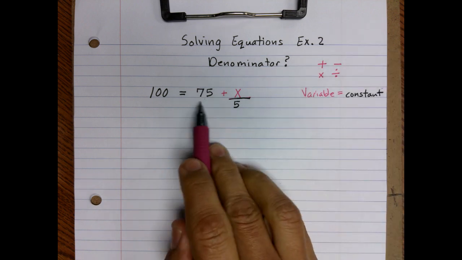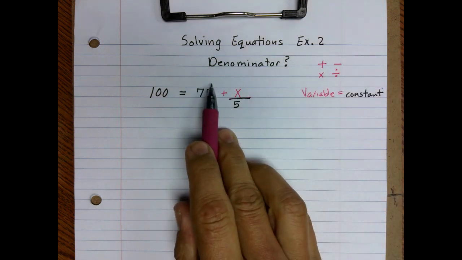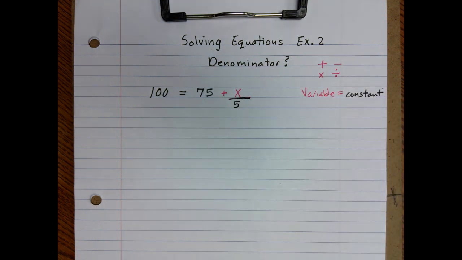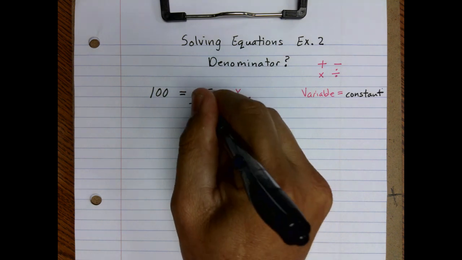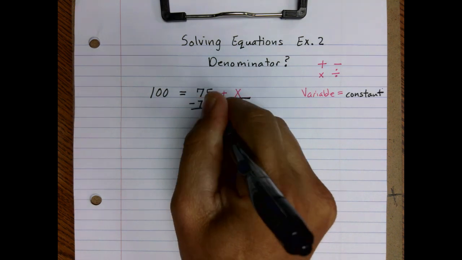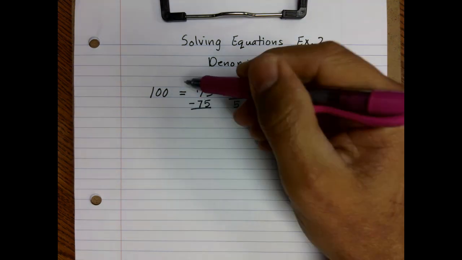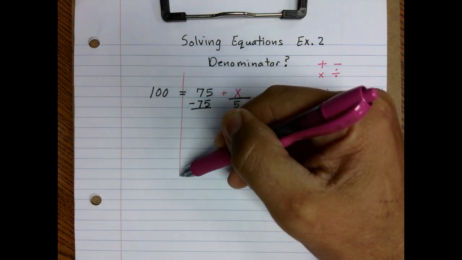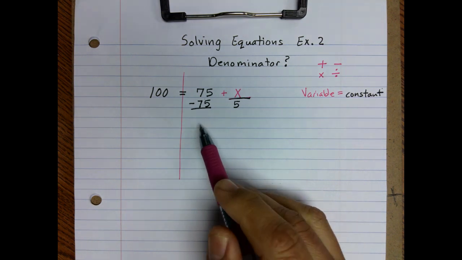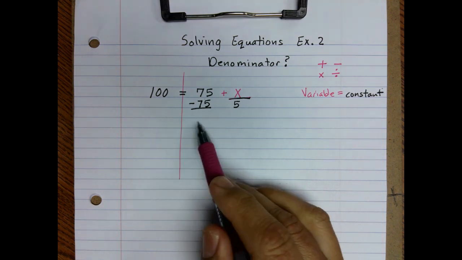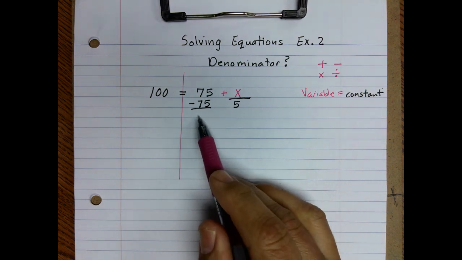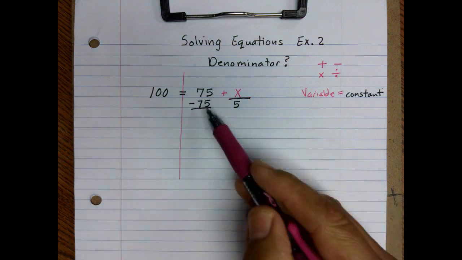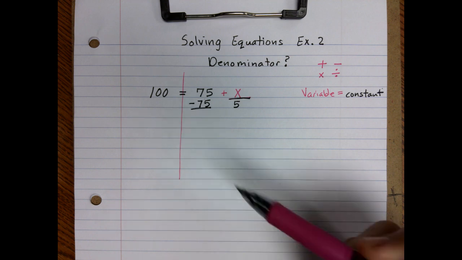In this case, I know this is addition because it's a positive 75. So therefore, I'm going to do the opposite of adding, which is subtracting. So I'm going to subtract 75. Now, you don't have to do this next part, but I like to draw what I call a fence or a divider when I'm doing a problem like this, to remind myself that there are two different sides to the equal sign. Because as we're doing this, we have to make sure that this equation is balanced, which means whatever we do to the right side, we have to do to the left.